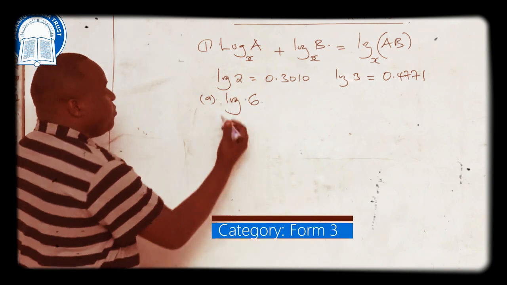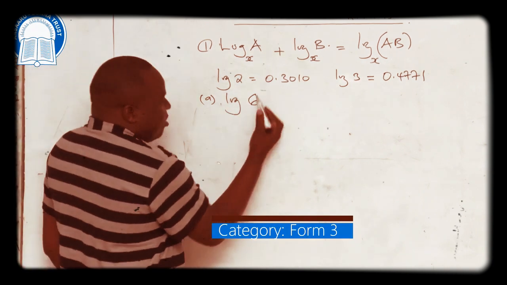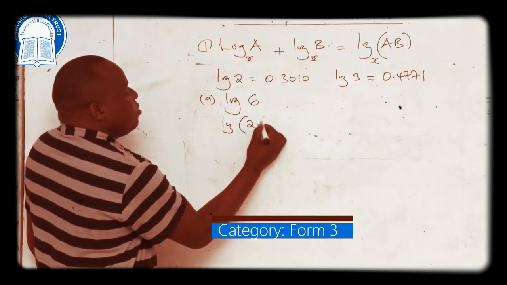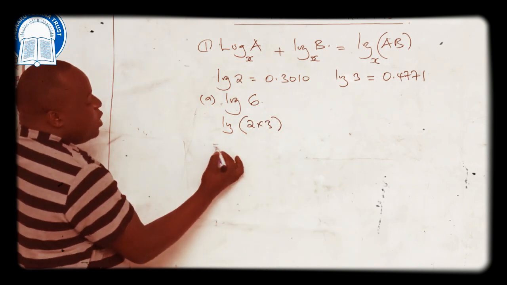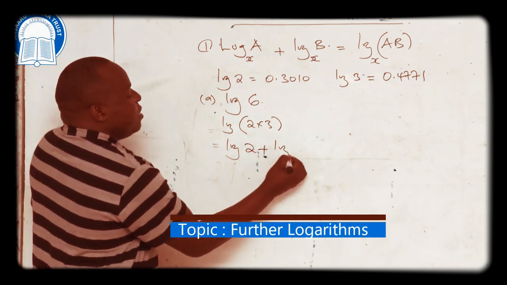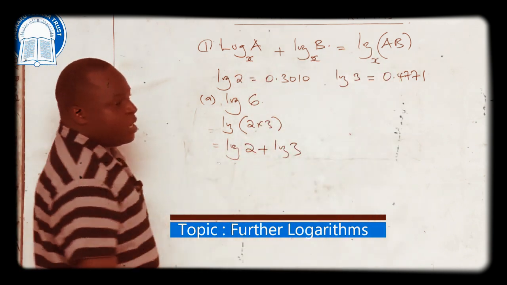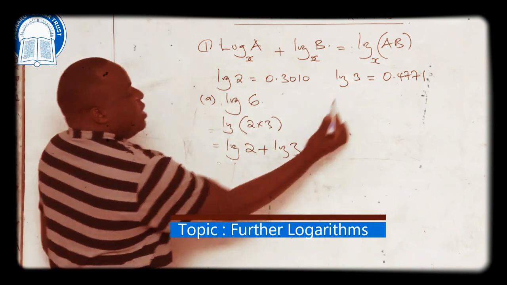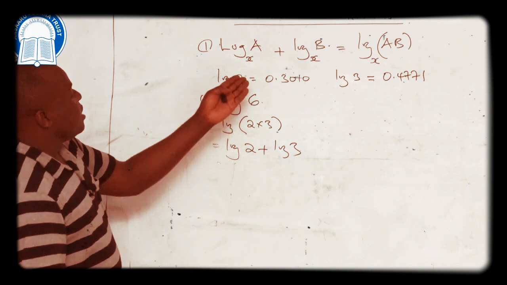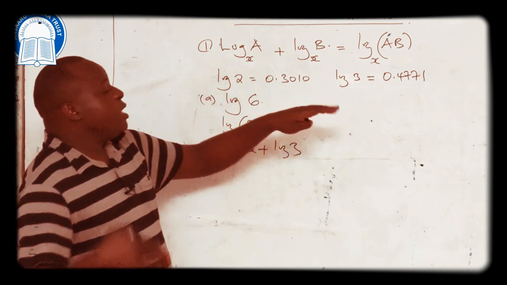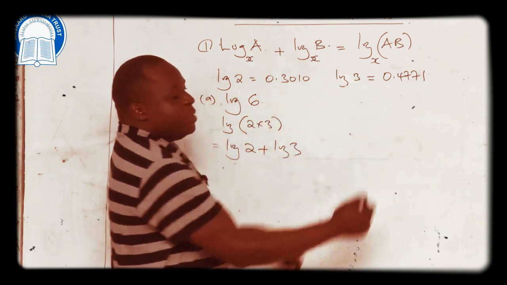Then this is what I'll do. I'll write this log 6 in terms of 2 and 3, which is the same as log into brackets 2 times 3. Which is the same as log 2 plus log 3, according to this law. Then they said log 2 is this, and log 3 is this. So what you do is just substitute those values. Any place you see log 2, you put this value. Any place you see log 3, you put this value here.